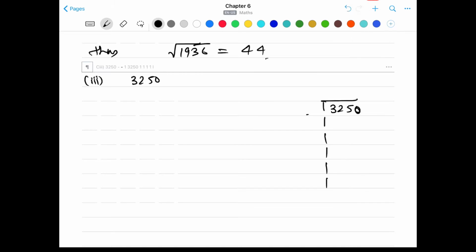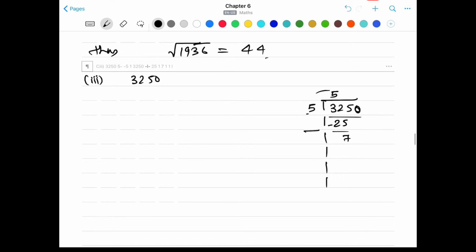So we have to think of a number which, when multiplied by itself, gives a number equal to or less than 32. That number clearly will be 5. If you take 6, that will be 36, so we'll take 5. 5 into 5 is 25. After subtracting, 32 minus 25 will be 7.